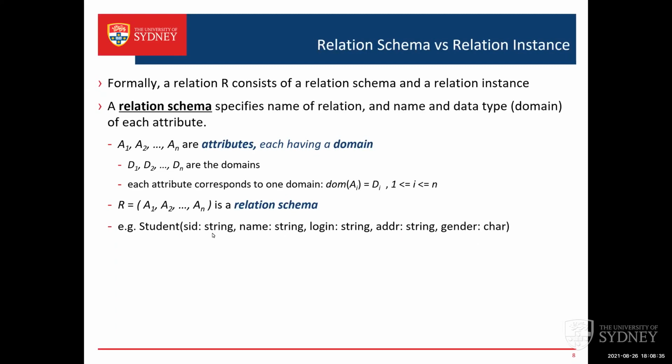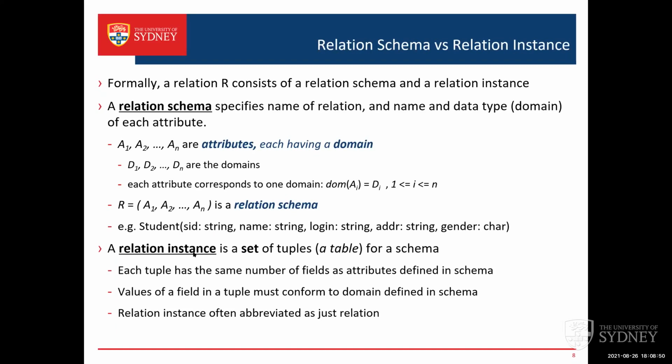Okay. SID, let's say it could be string, name would be string, login, string. So these are the data types that we have to mention. If we write something like this, this is known as the schema part. What about instance? Instance simply means a set of tuples. We know what a tuple is, right? All the rows that we have are known as an instance.